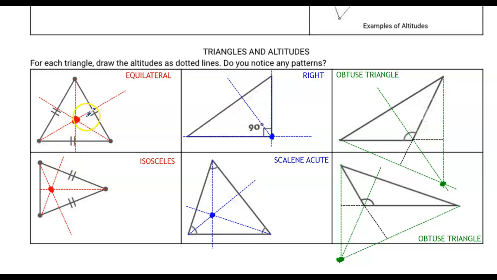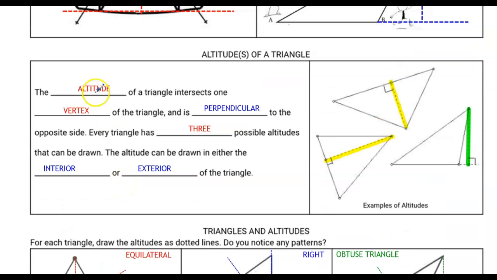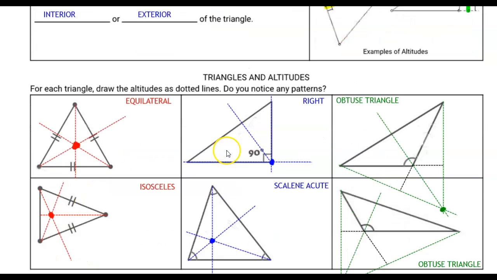So one thing that you should observe is that all three of the altitudes are always going to intersect at one specific point. This point could either be outside the triangle, on the edge of the triangle, or inside the triangle. And again, all of the altitudes follow the rules for altitudes, which means they are passing through a vertex and they're perpendicular to the opposite side.